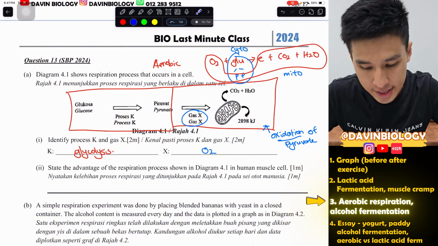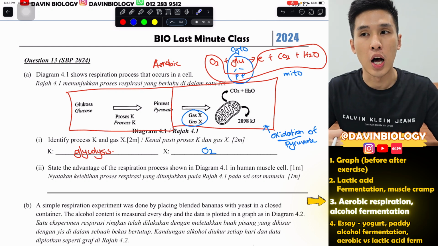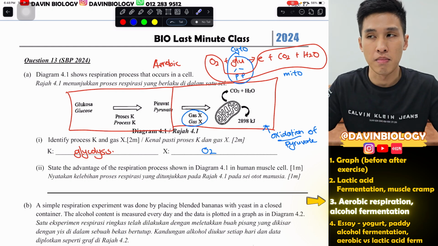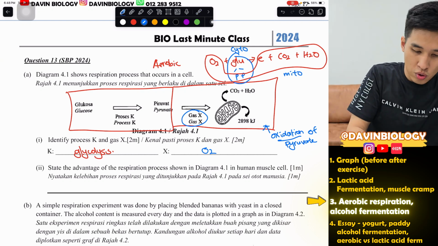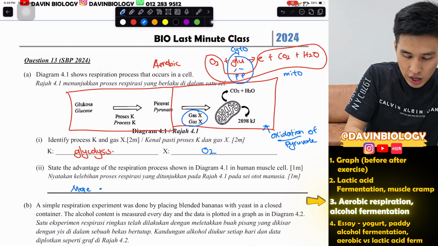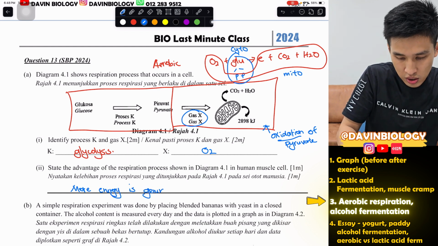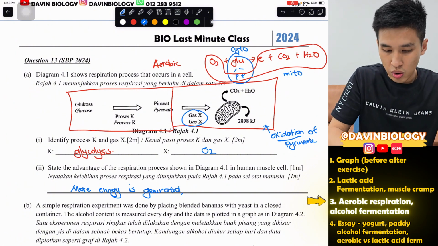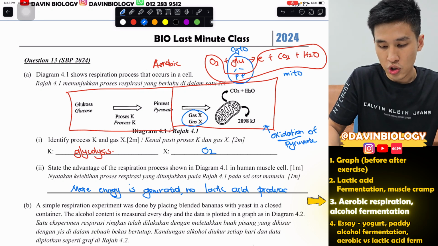Advantage of the respiration process. So basically aerobic respiration is definitely more advantageous compared to fermentation, because you get more energy. There's no lactic acid that causes cramp, so more energy is generated. No lactic acid produced. Give you another one, which causes cramps.